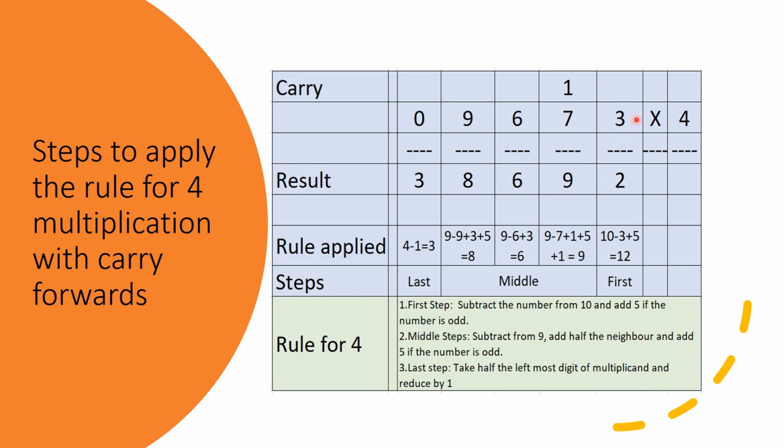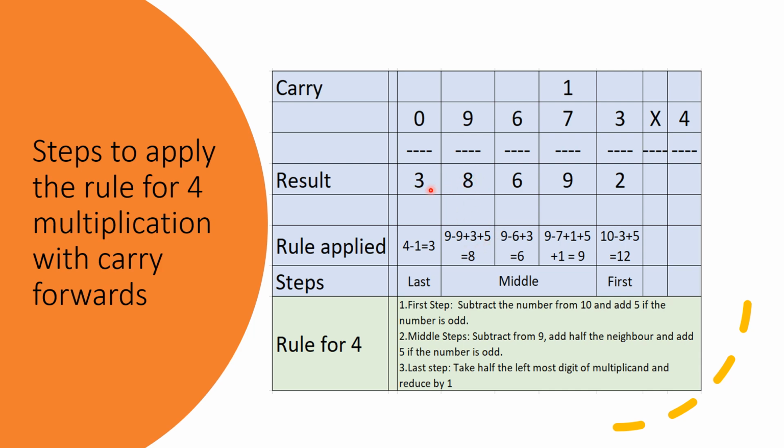1 is half of the neighbor, so 3 half of the neighbor is 1, plus 5, since it is odd we'll have to add 5, and then plus 1 is a carry, so it is 9. So 6 is an even number, so it is 9 minus 6 plus 3 is half of the neighbor, so it is 6. So the next number 8, next number 9, so 9 minus 9 plus 3 is half of the neighbor, 6, and since the number is odd we'll have to add 5 to it, so 5. So the answer is 8.